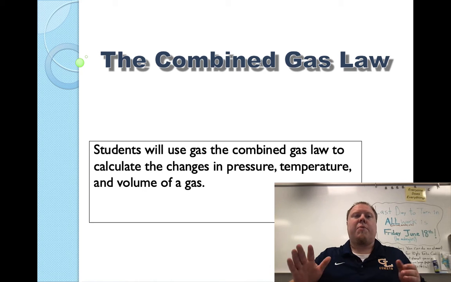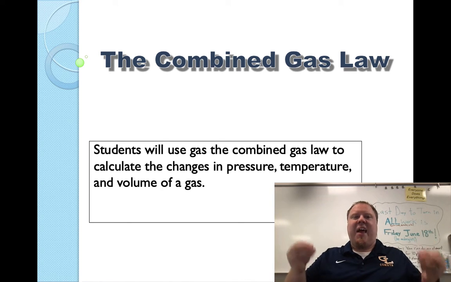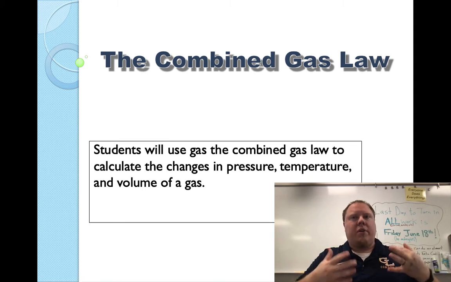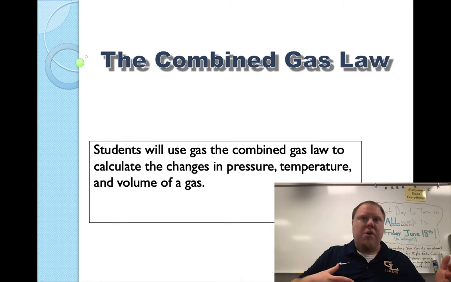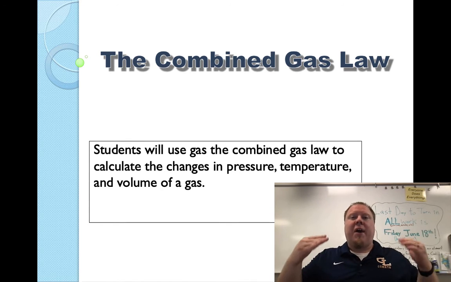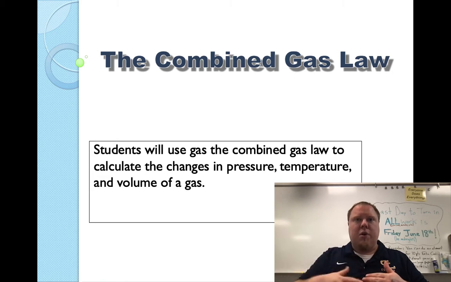Hey guys, so today I want to talk about something called the combined gas law. So we have the three gas laws. We have Boyle's law, which is pressure and volume. We have Charles' law, which is volume and temperature. And temperature, remember, we have to deal with in the Kelvin scale, so absolute zero is 0, and then everything is above that. And then we have Gay-Lussac's law, which is pressure and temperature.